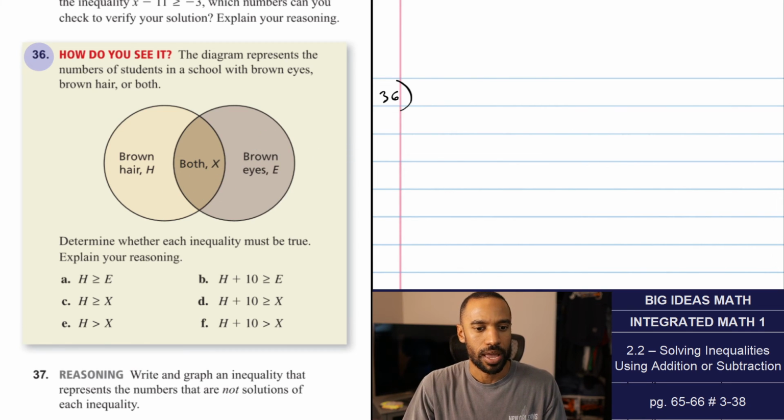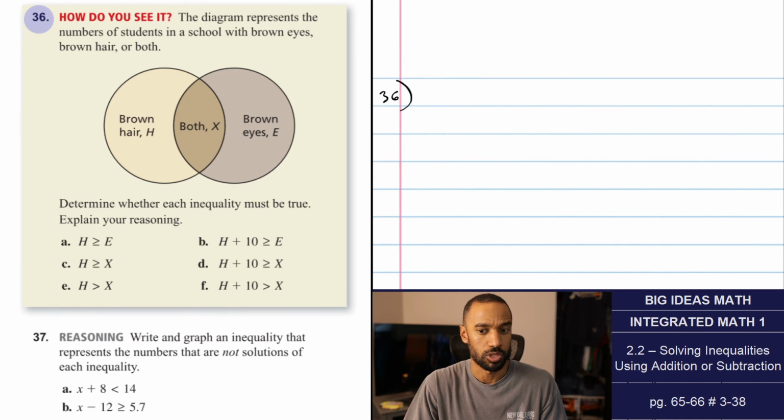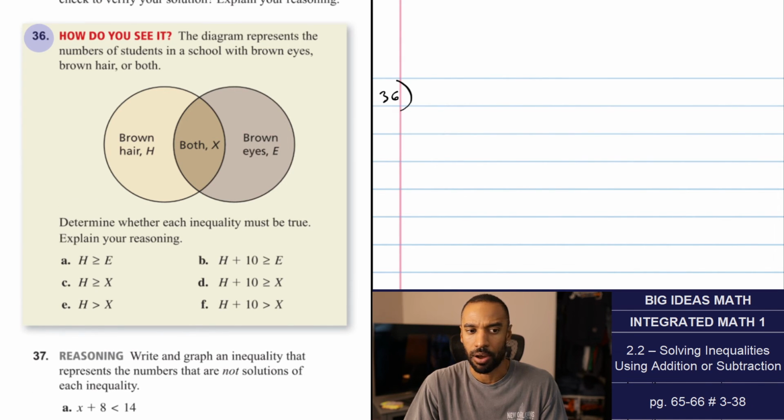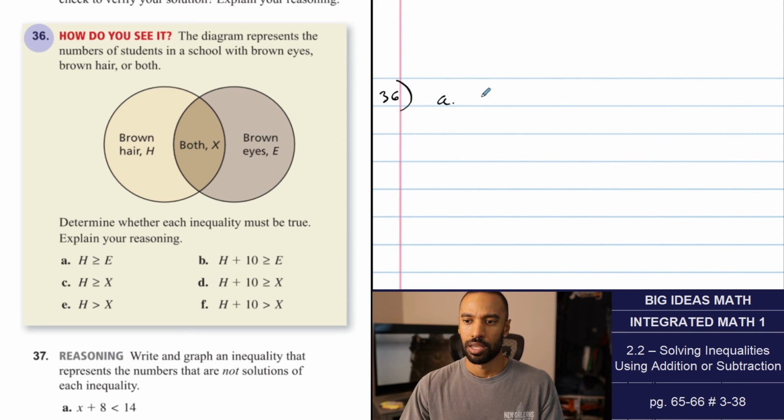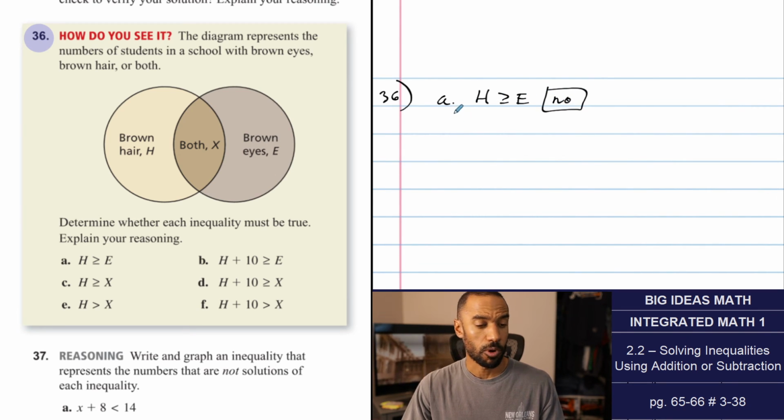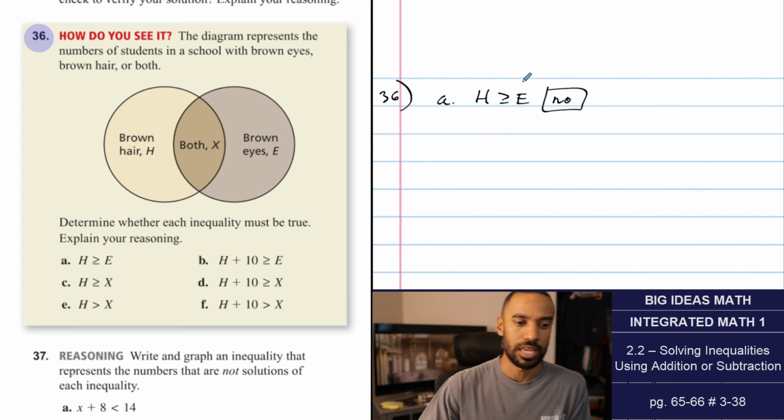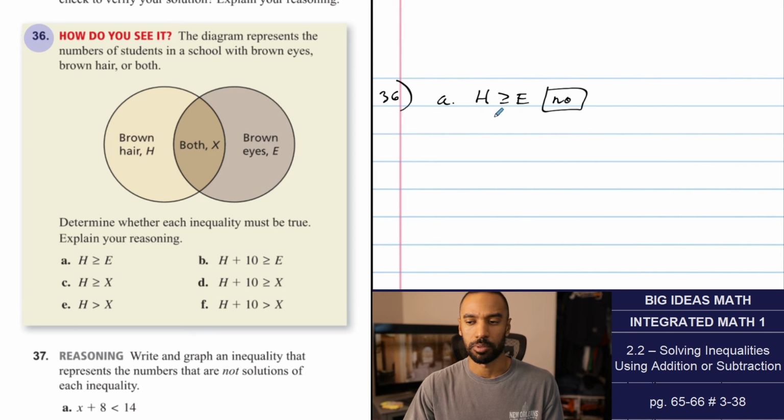It says H is greater than or equal to E. I don't see any reason that that is actually supposed to be true. You can have more brown-eyed people than brown-hair people. So part A, H greater than E, no. I'm not going to write down the explanations. I'm going to state them. There's no guarantee that you have more brown-hair people than brown-eyed people, or equal numbers or whatever.